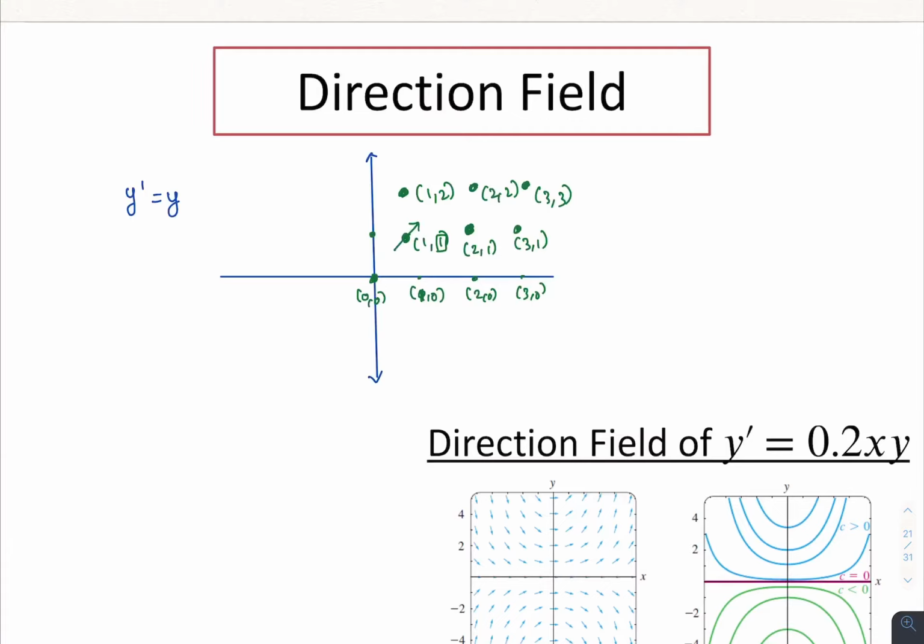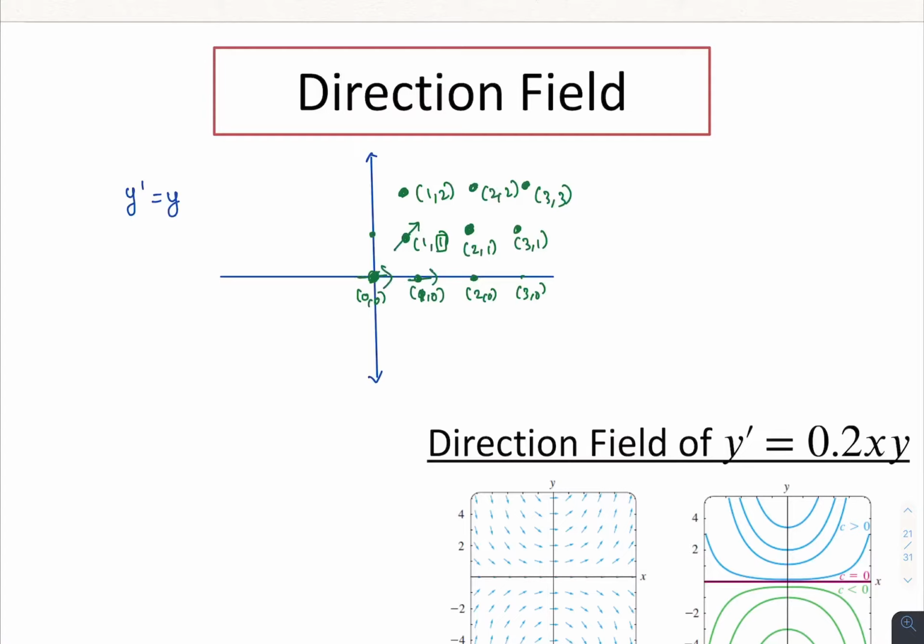So that's the direction. If a solution is going through that point, it must go in that direction. It cannot go down. It cannot go straight. If a solution is, for example, here, the y prime is 0, right? The y prime is equal to y, which is 0, so it's going to go in this direction.